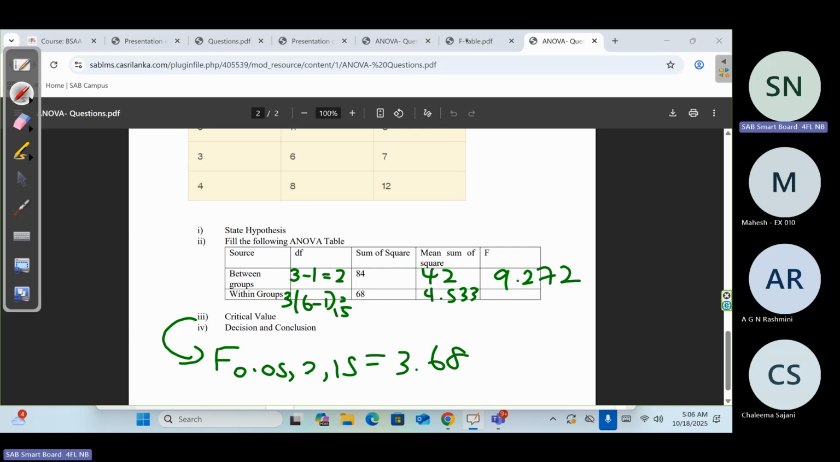Okay. Then what is the decision? The statistic is greater than the critical value. We reject the H naught at 5% level of significance. But the conclusion? Here we have enough evidence to conclude that there is a significant difference between these three groups. Okay? Then you can easily get the 20 marks for this question.